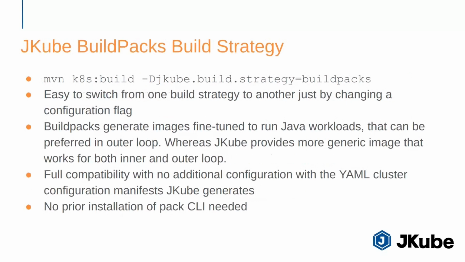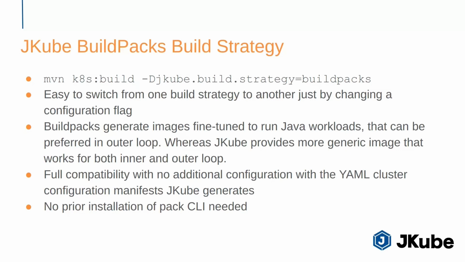Starting from JKube 1.16.0, along with currently available Docker, Jib, and S2I build strategies, we have introduced a new build strategy option for Buildpacks. This new option would delegate the image build process to Cloud Native Buildpacks. With this integration, users can easily switch from one build strategy to another depending on their use case.